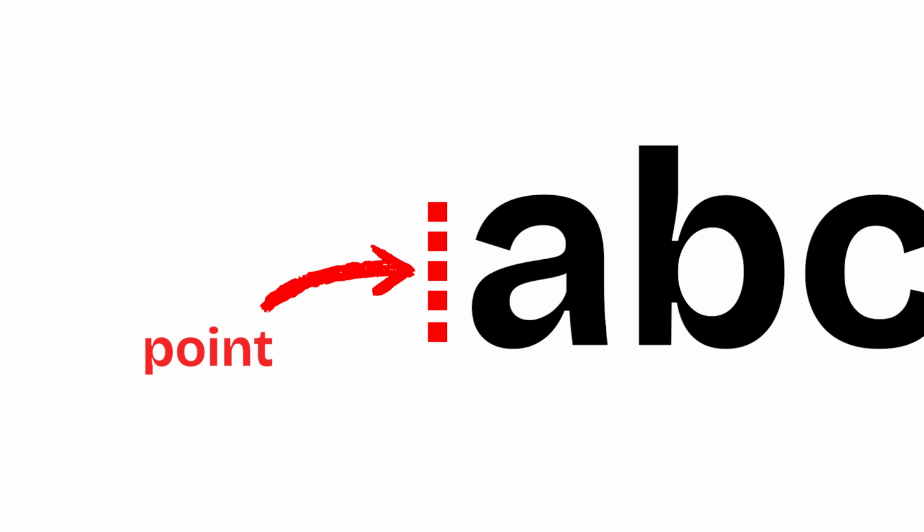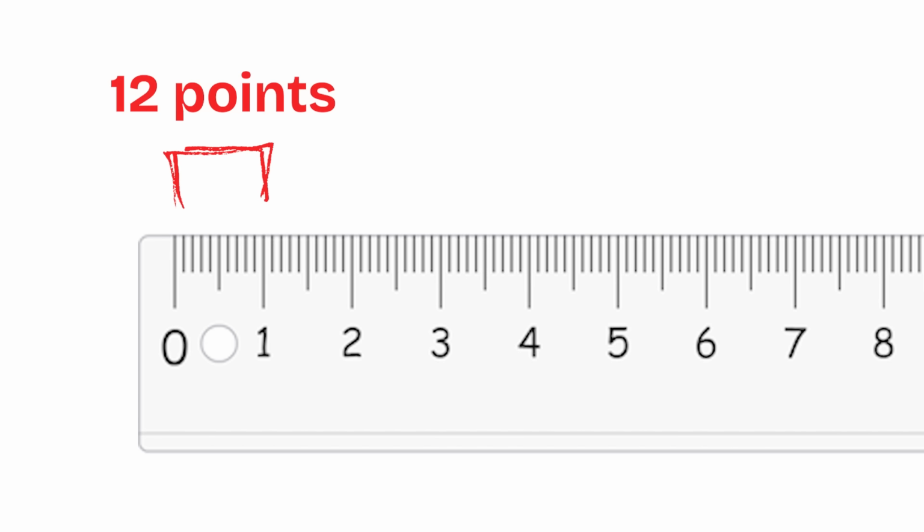The fundamental building block of typography is a character, but the fundamental building block of a character is called a point. The point is the default unit of measurement in typography, and it translates in the physical world to 1/12 of an inch. So it's a unit of size. 12 points equals 1 inch.